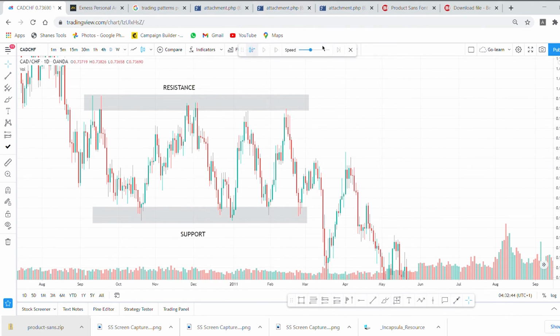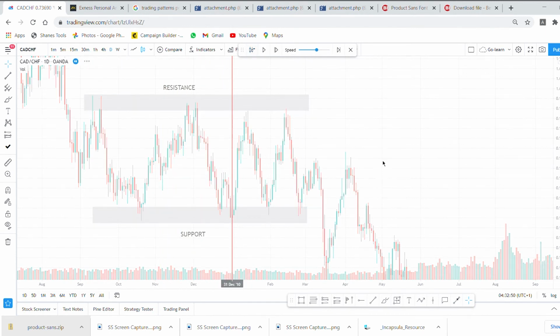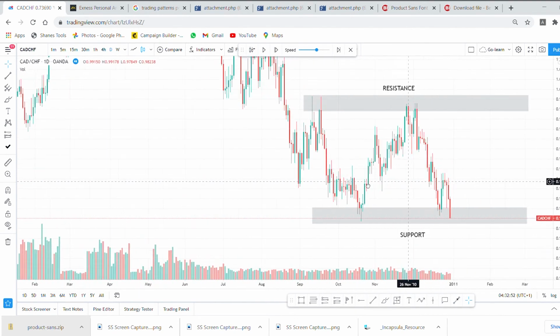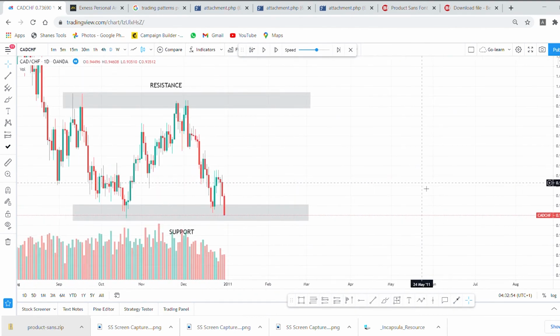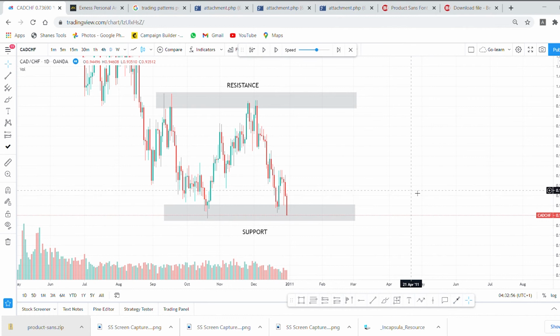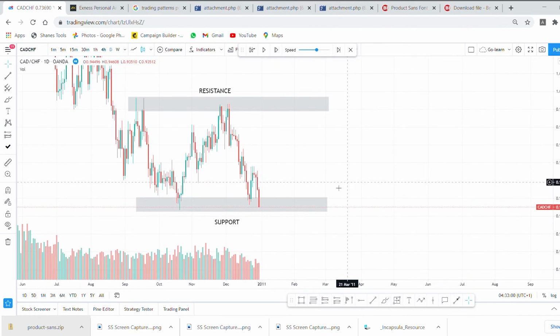All right, let's take the replay function a little bit backward. Okay, let's take it to, let's say, this point. Let's say just with the simple knowledge that you have already, you enter this trade. You want to buy CAD CHF on the daily time frame from this point where it is right now.